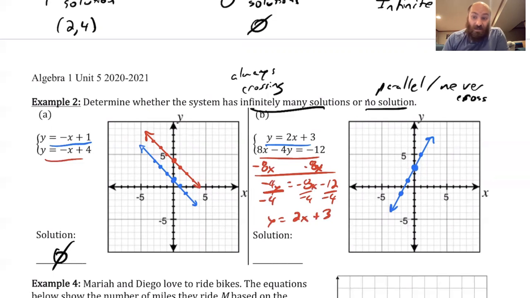Well, you can already see it. It's the exact same one as the other one. So I'm actually just going to copy that right on top. Okay, so a little shorthand for infinitely many solutions, I'm going to do IMS. Or you could just write infinite solutions or all solutions, as long as it's clear what you're saying.